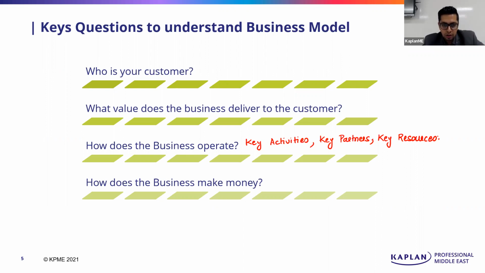So key resources over here. Then the next thing we need to know is key channels. How do we reach these customers? Now we know the customers have a problem. That was the value proposition, right? And now we also need to know how we will reach these customers. What will be our distribution channels?